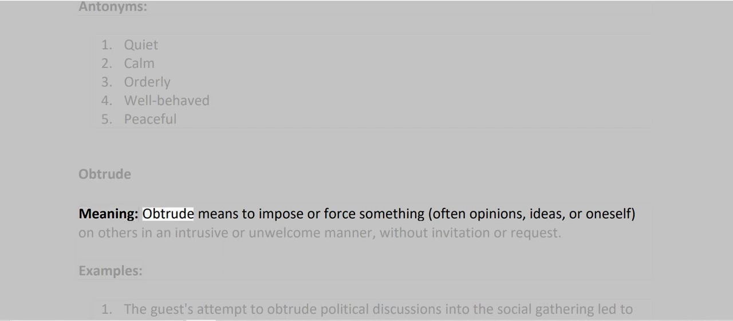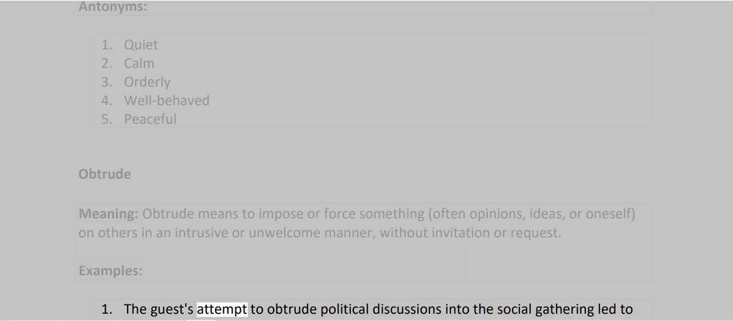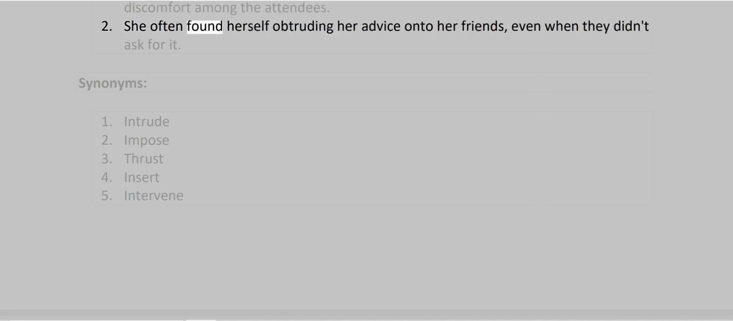Obtrude. Meaning. Obtrude means to impose or force something, often opinions, ideas, or oneself, on others in an intrusive or unwelcome manner, without invitation or request. Examples. 1. The guest's attempt to obtrude political discussions into the social gathering led to discomfort among the attendees. 2. She often found herself obtruding her advice onto her friends, even when they didn't ask for it.